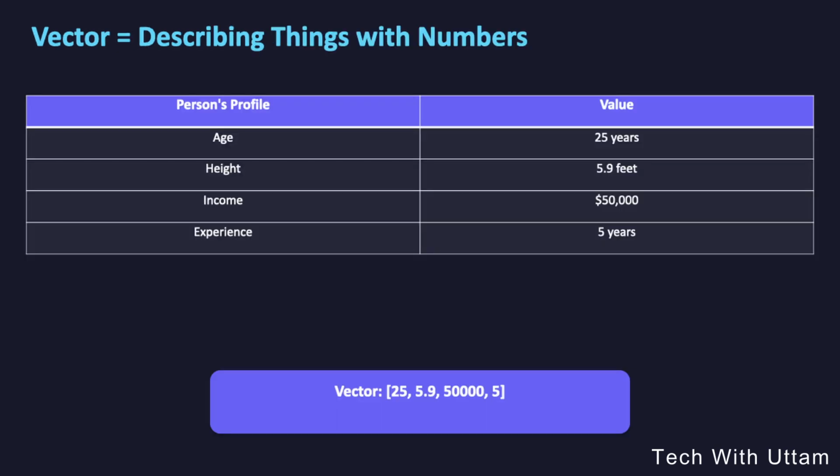Imagine you're describing a person. You might say they're 25 years old, 5.9 feet tall, earn $50,000 a year, and have 5 years of experience. Now, if we take just those numbers and put them in a list: 25, 5.9, 50,000, 5, that's a vector. Each position represents a different feature, and each number is the value for that feature.